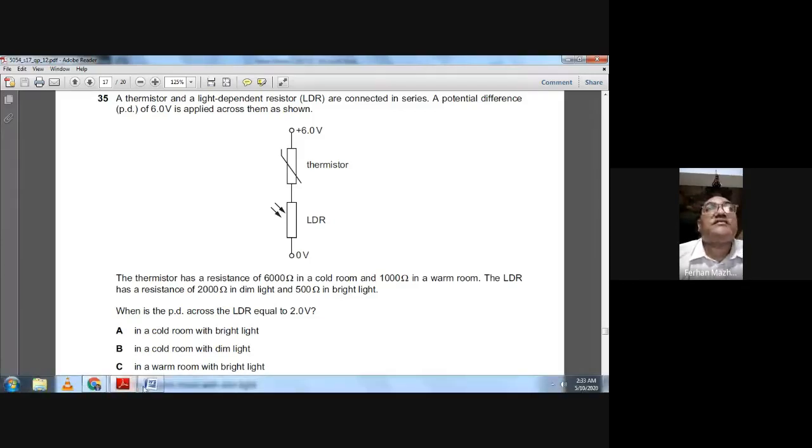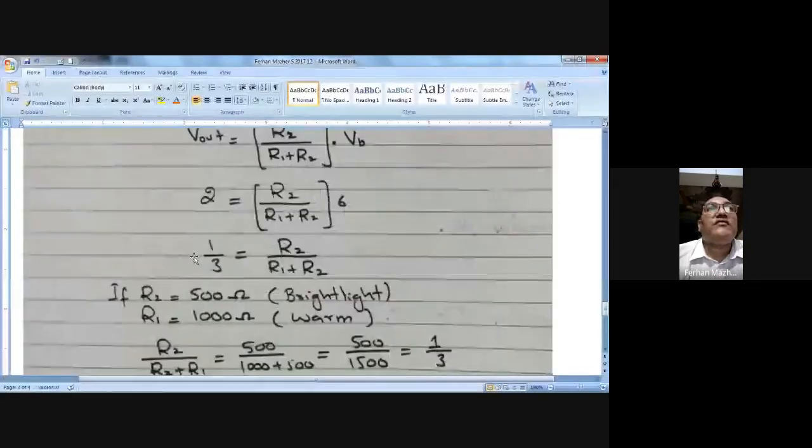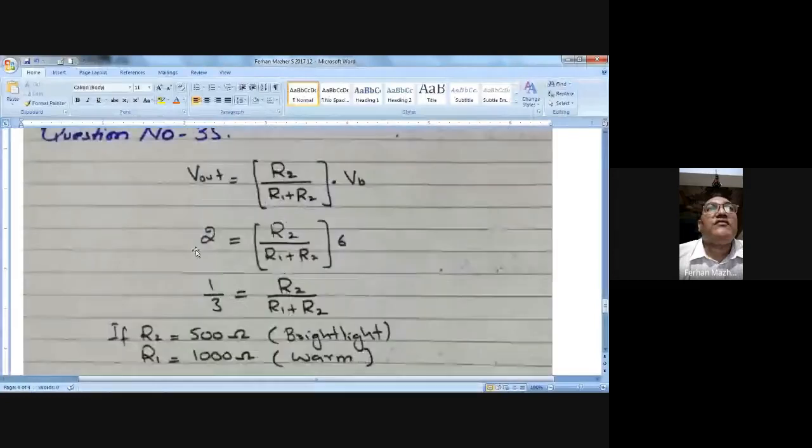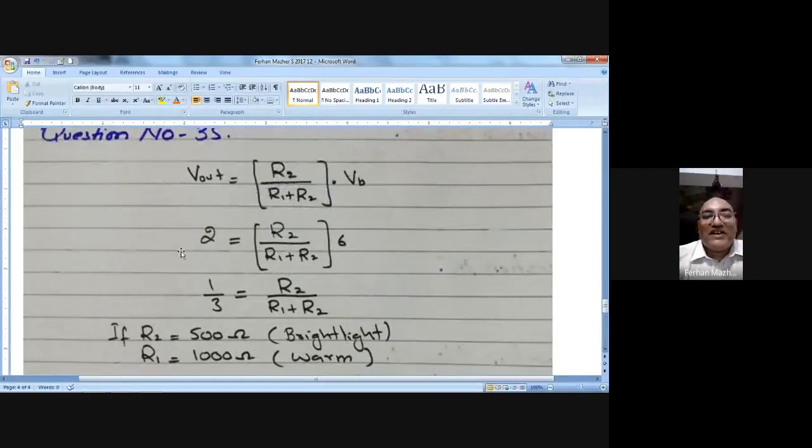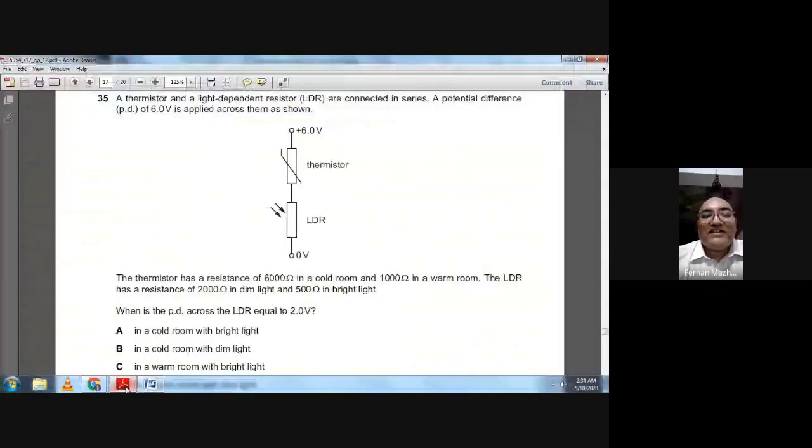Let me show you my working. You know, the V out is given on R2. Remember that diagram. R2 is the LDR.